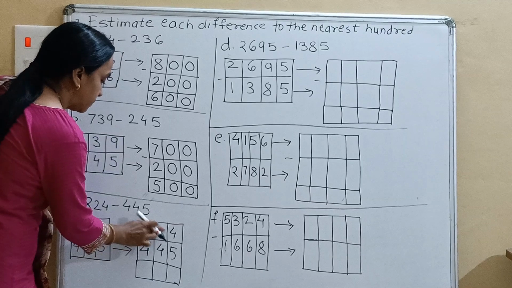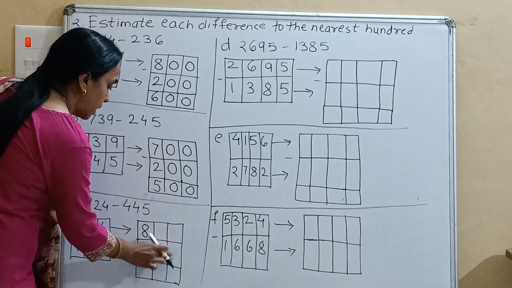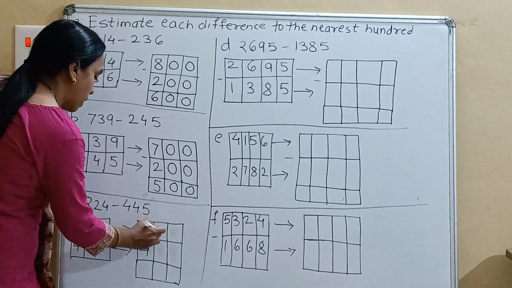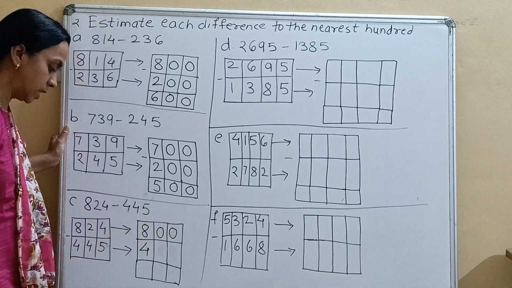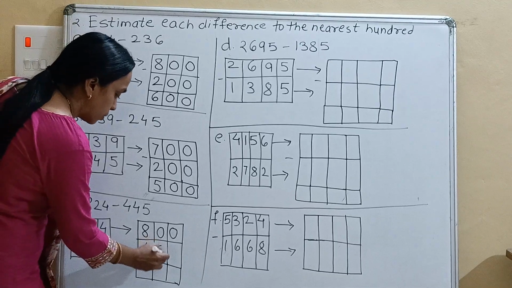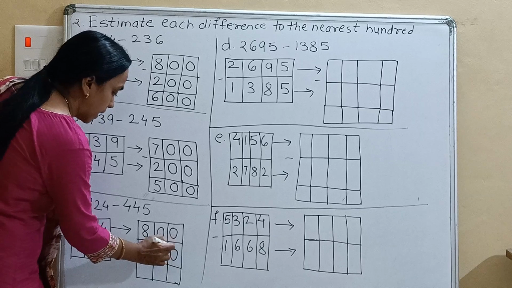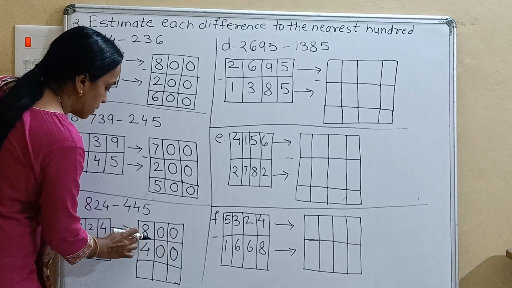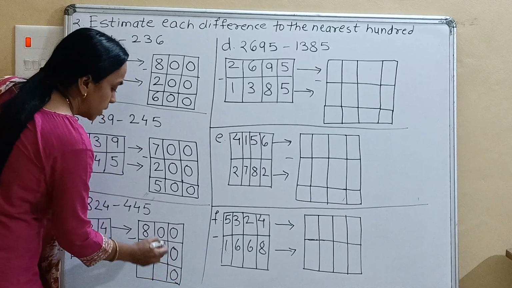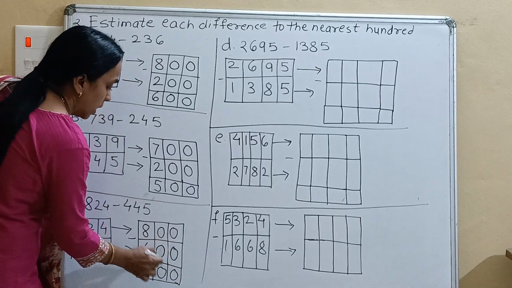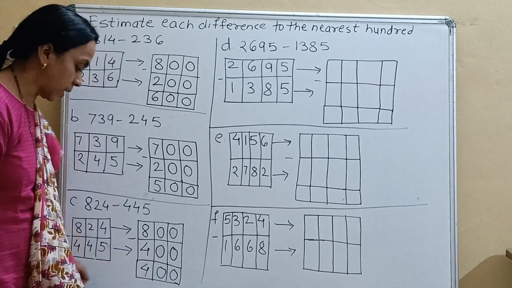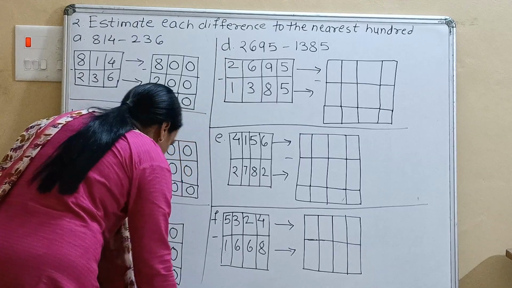Okay, so 824 is very much closer to 800. So we can write here 800, and 445 is closer to 400. So we can write down here 400. So 800 minus 400. 0 minus 0, 0, 0 minus 0, 0, 8 minus 4, 4. So what is the answer? 400. Okay. Now see D question.